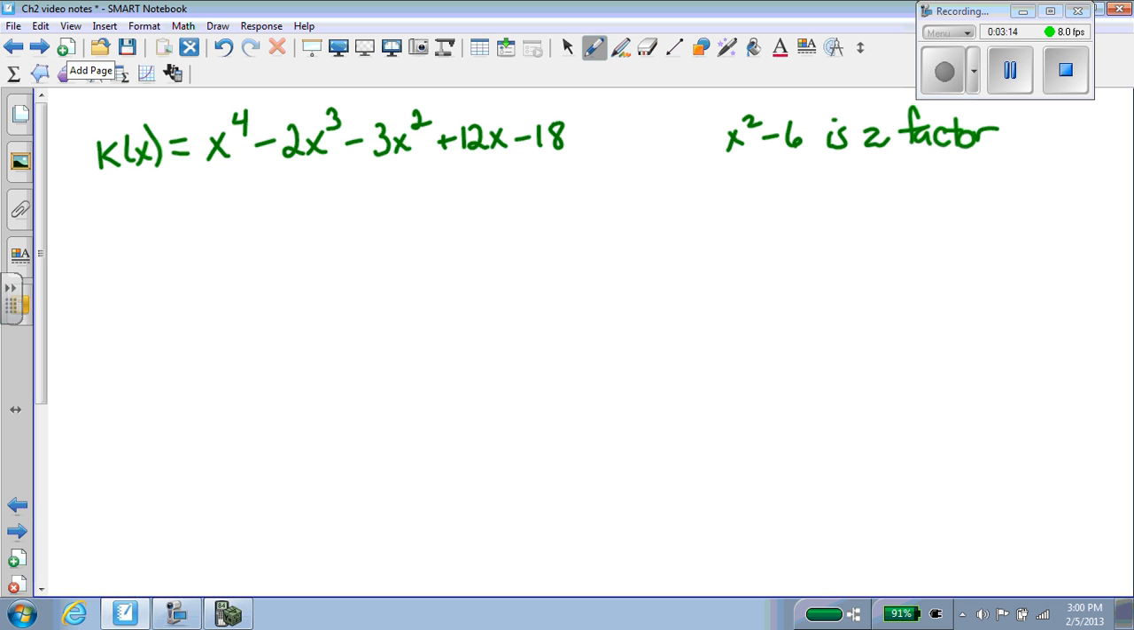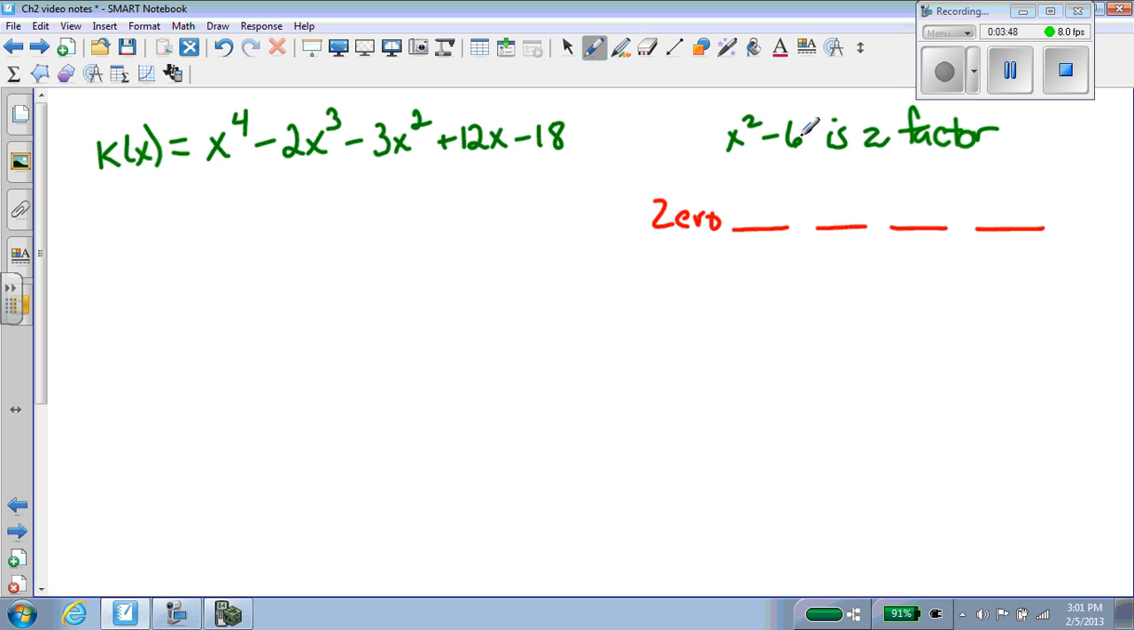Okay. Again, we have a polynomial, this time 4th degree. So we're looking for 4 zeros, 4 factors. It says one of the factors is x squared minus 6. Well, all of our factors have to be linear x's, so x to the first power. So this is an interesting factor. It's not really a factor. Well, it is a factor, but it's not a linear factor.